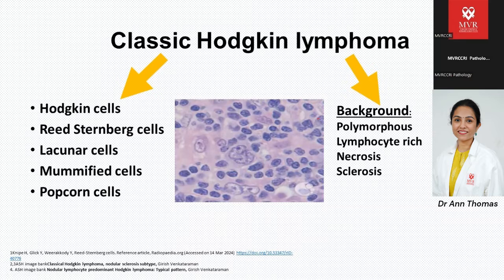What about the background? What happens is that people concentrate too much on the Hodgkin cells that they usually neglect the background. But I would say that the background is equally important as the Hodgkin cells or the malignant cells, and never underestimate the background. The background can be of different types. It can be polymorphous, composed of neutrophils, lymphocytes, histiocytes, plasma cells. It can be lymphocyte-rich. It can have a lot of necrosis.